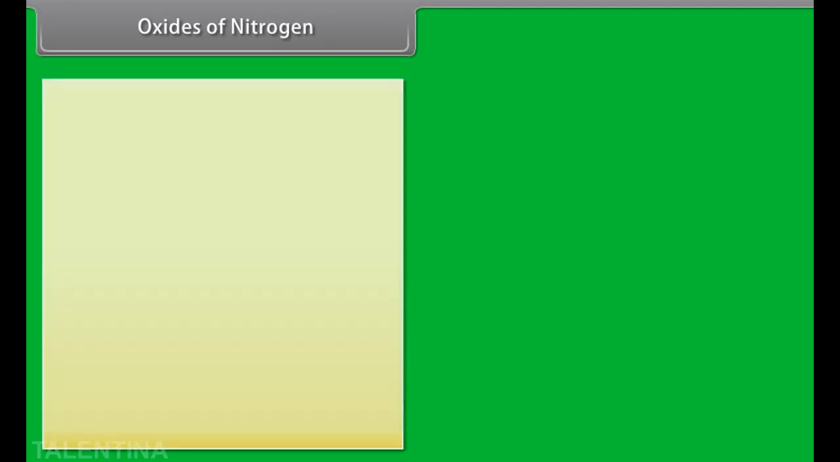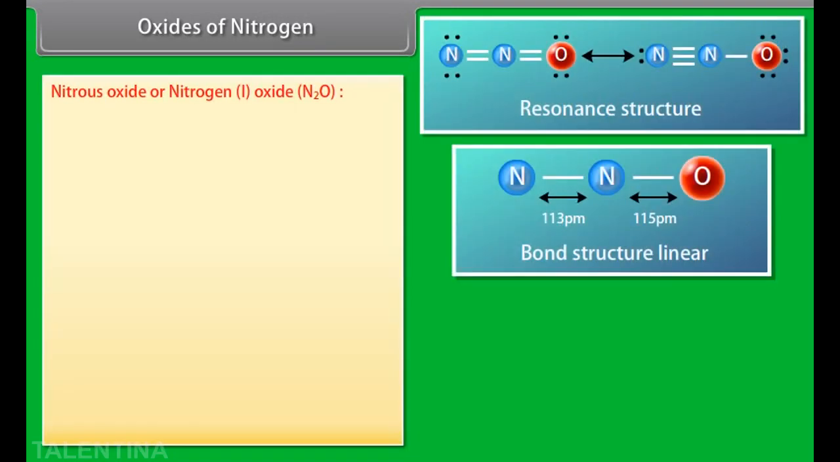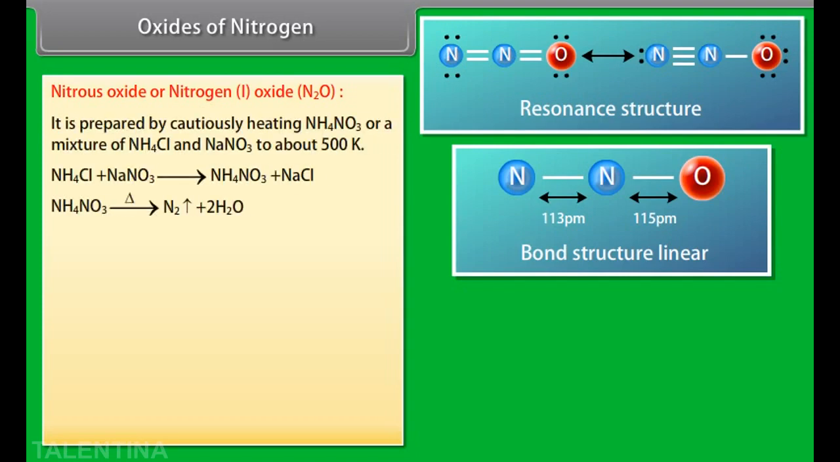Oxides of nitrogen. Nitrogen forms a number of oxides in different oxidation states. Nitrous oxide, or nitrogen 1 oxide, is prepared by cautiously heating NH4NO3 or a mixture of NH4Cl and NaNO3 to about 500 Kelvin.